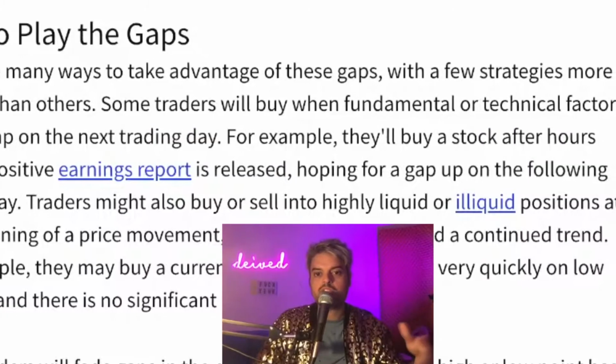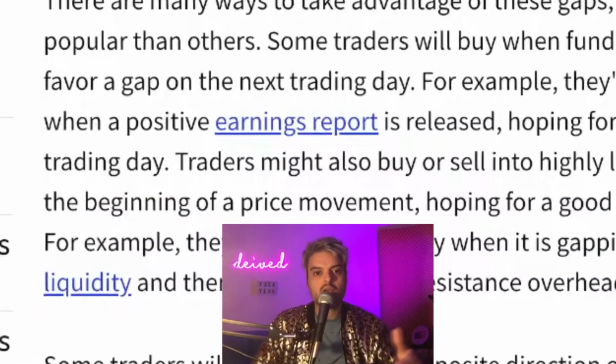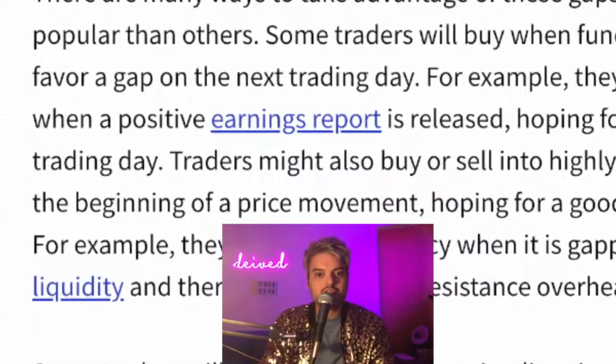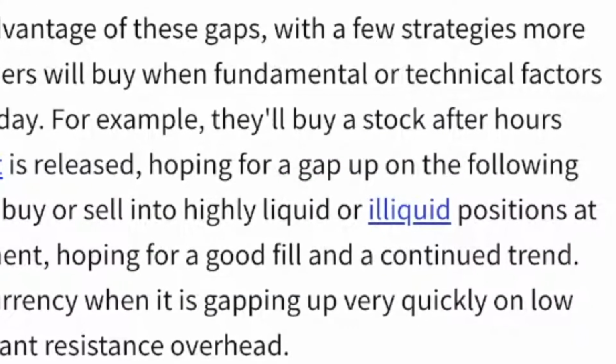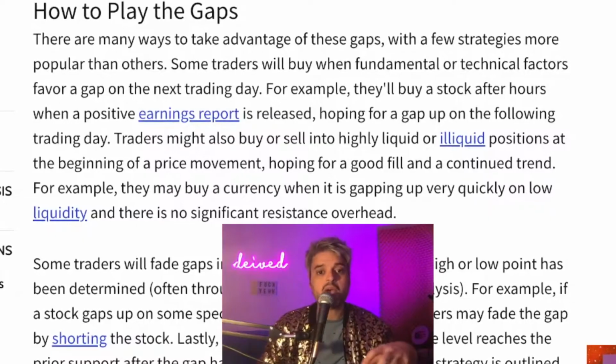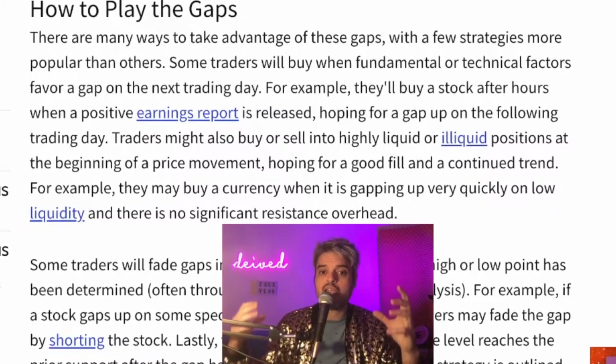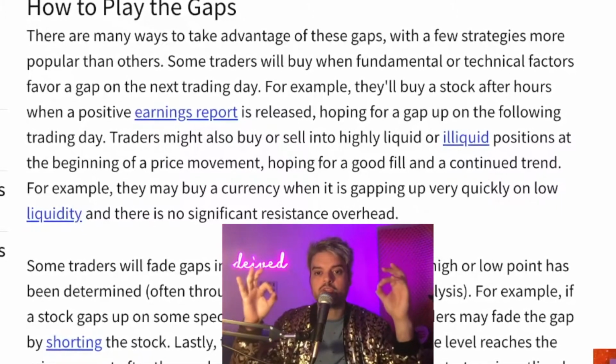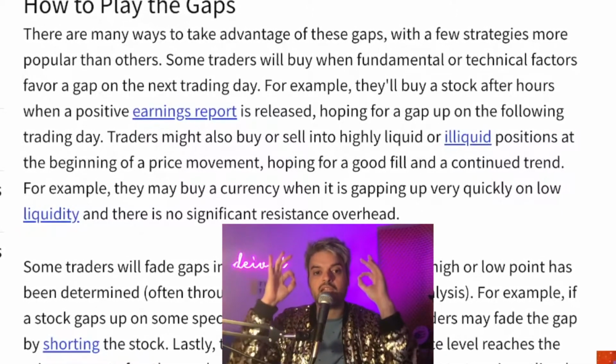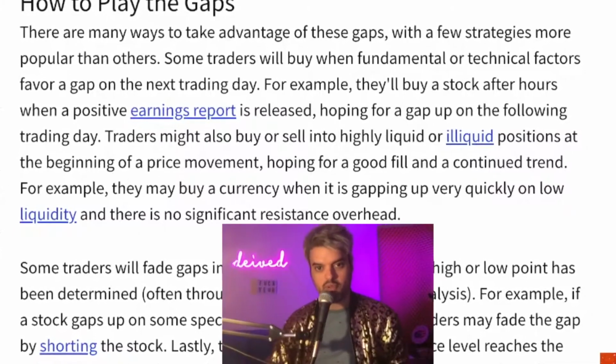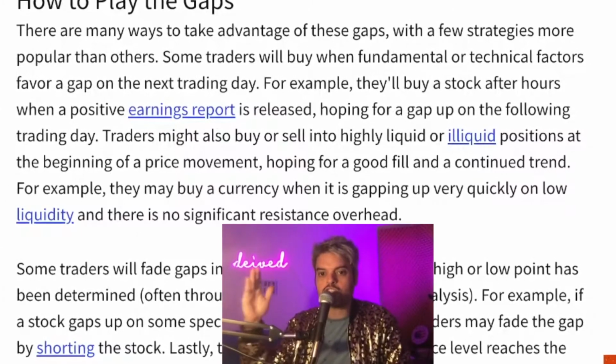For example, they'll buy a stock after hours when a positive earnings report is released, hoping for a gap up on the following trading day. Traders might also buy or sell into highly liquid or illiquid positions at the beginning of a price movement, hoping for a good fill and a continued trend.